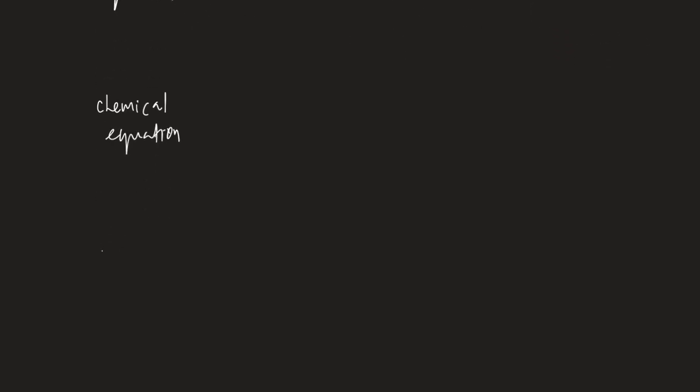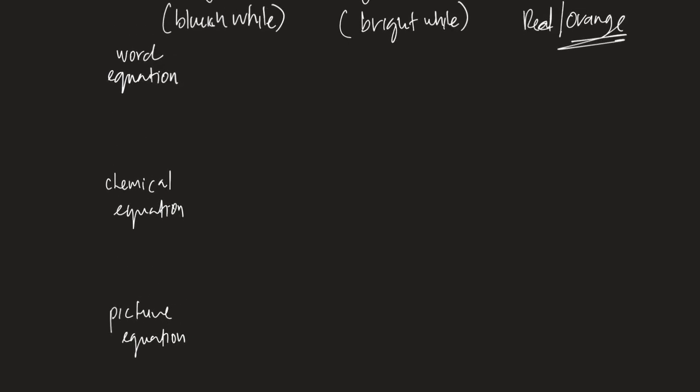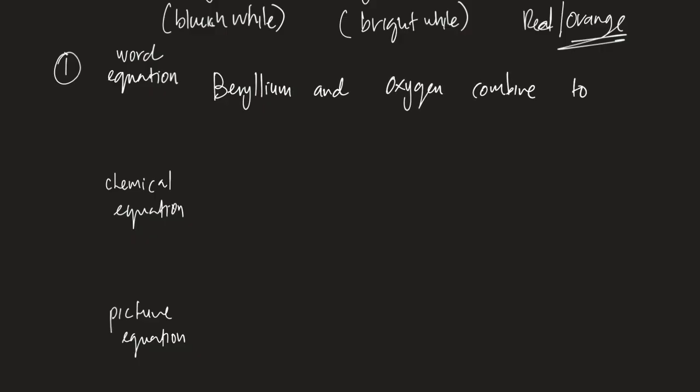Or you can have something called a picture equation. I'm going to show you how to do all three. Let's look at the first one, which is beryllium, number 1. The word equation would be beryllium and oxygen combined to make beryllium oxide. That's your word equation.